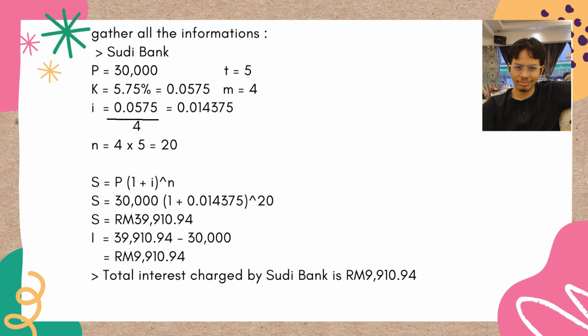Now let's move on to the total interest charged by Sudi Bank. Like I said earlier, before we start with the calculation, we have to gather all the information. After all the information has been gathered, we have to find the future value. The future value of Sudi Bank is equal to 39,910 ringgit and 94 cent. Using the I equal to S minus P formula, I get the total interest charged by Sudi Bank, that is 9,910 ringgit and 94 cent. Finally, we got both total interest charges.